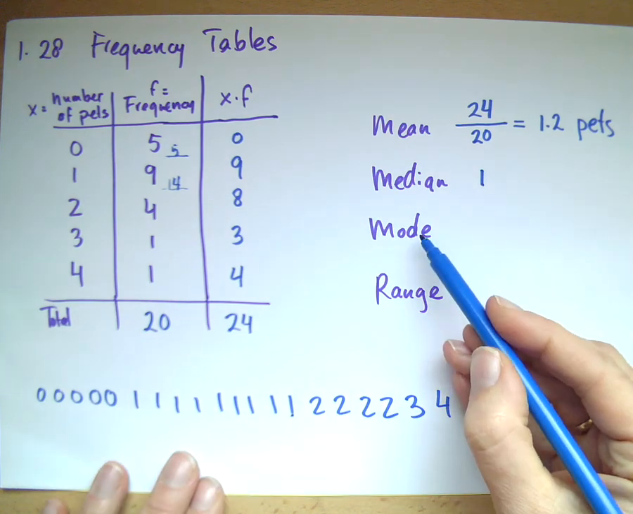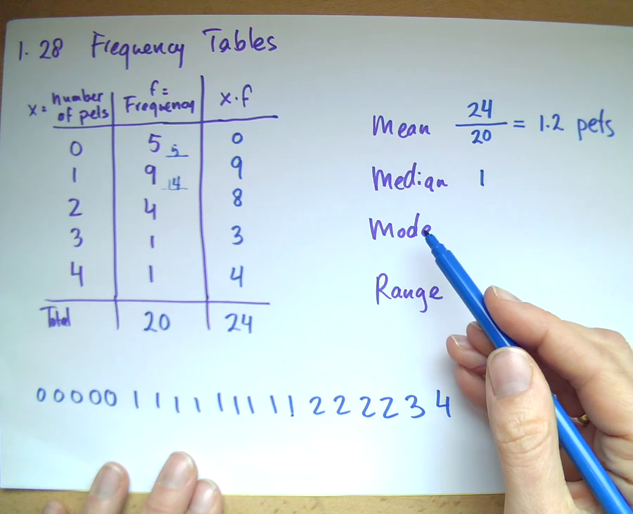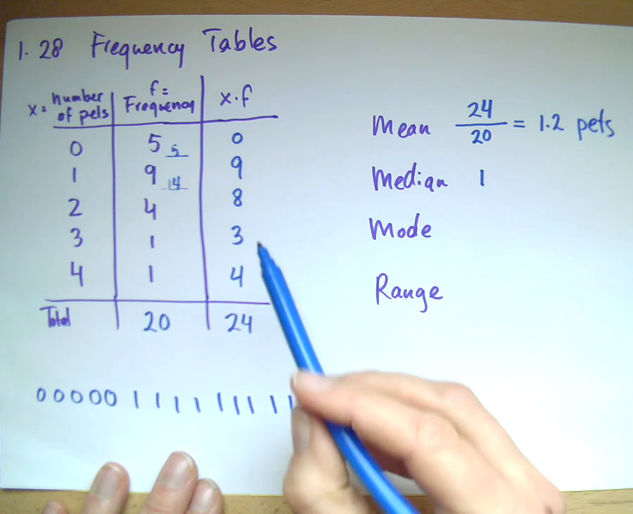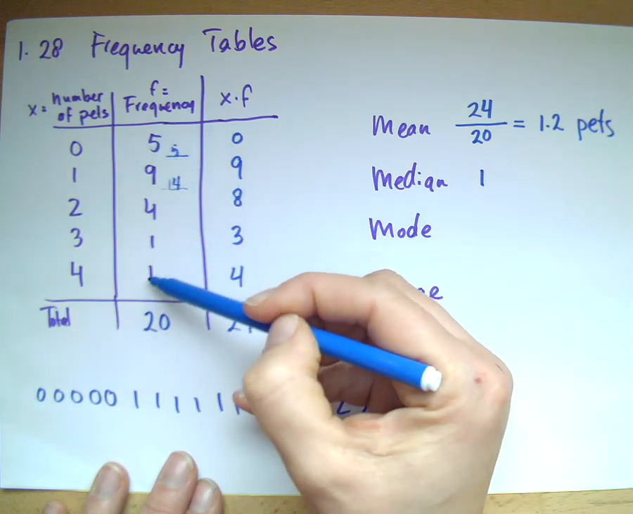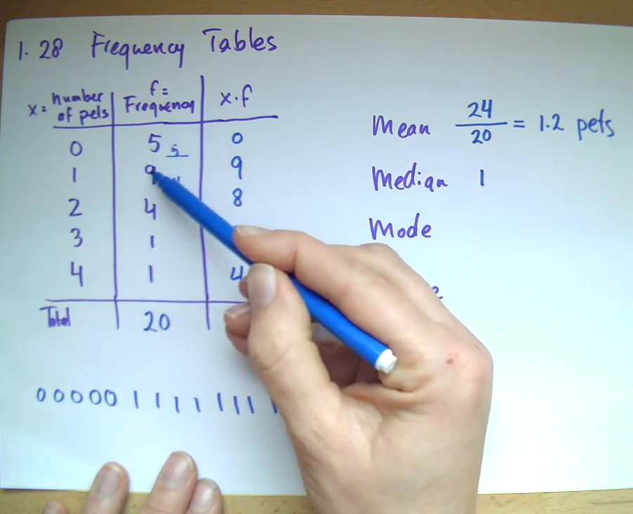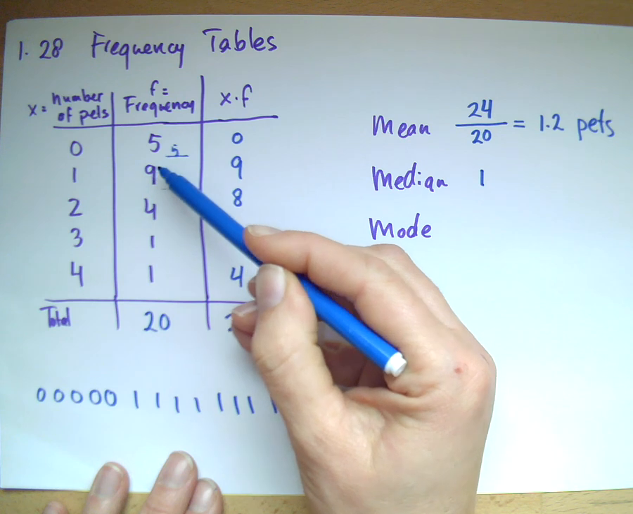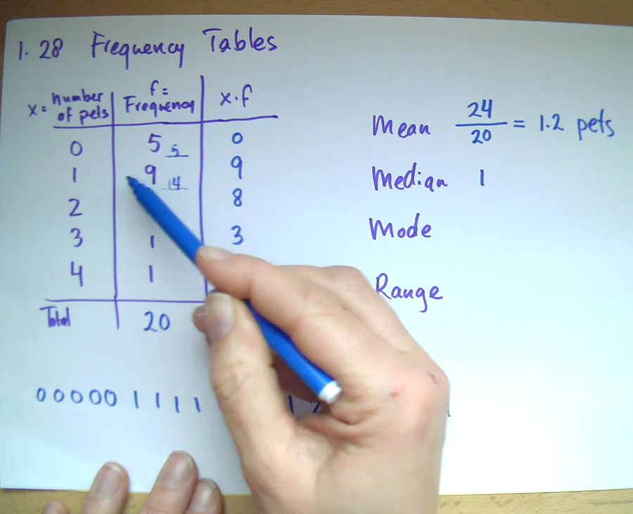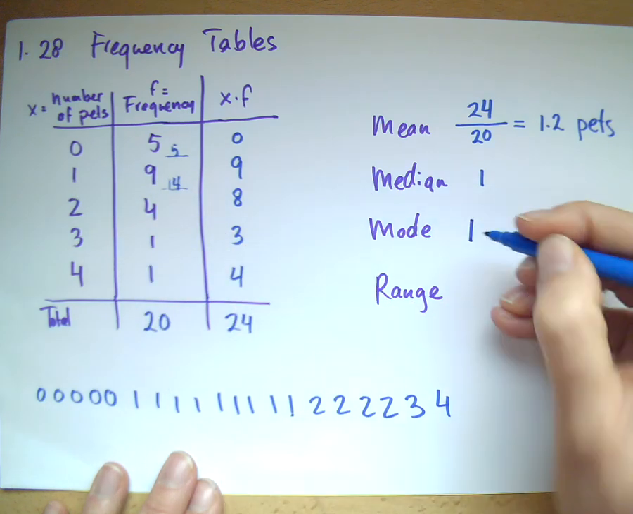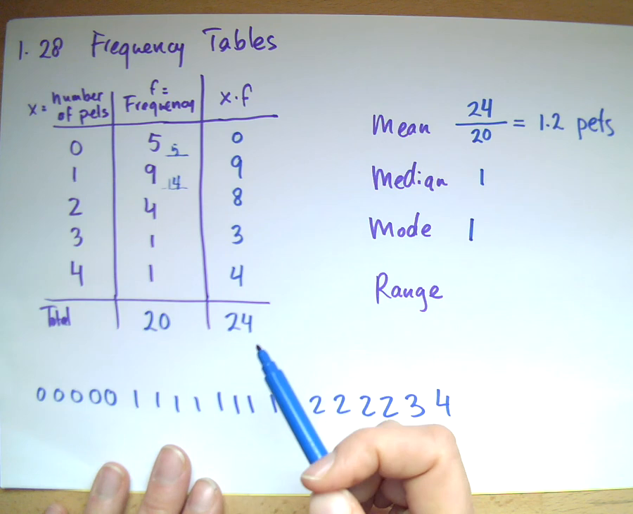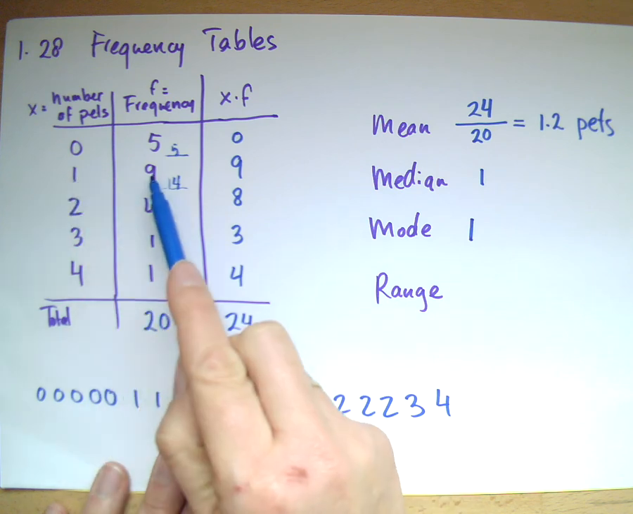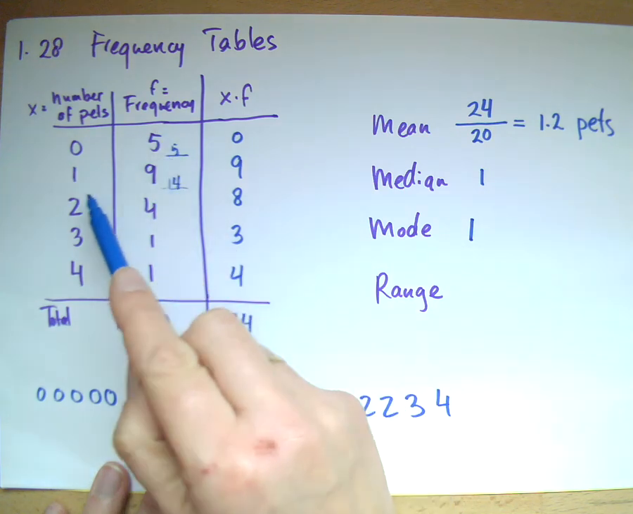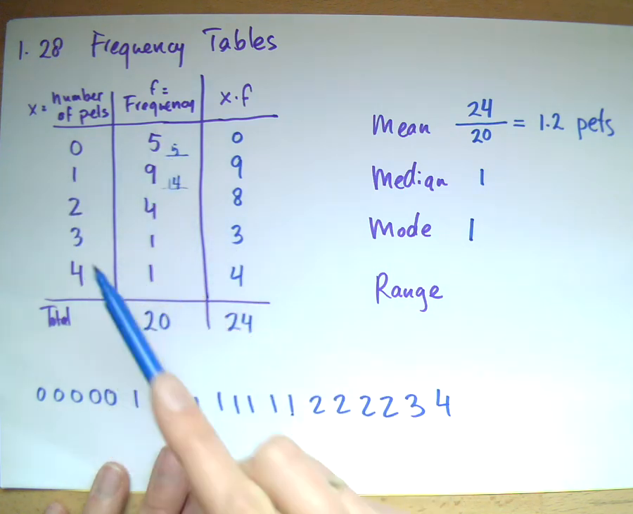The mode, which is the most popular value? Which is the value that occurs most often in our sample? Well, the one that occurs 9 times, right? Which value occurs most often? This one, this value, because it occurs 9 times. So the mode value is 1. 1 occurs 9 times. Nothing occurs more frequently than the value 1.